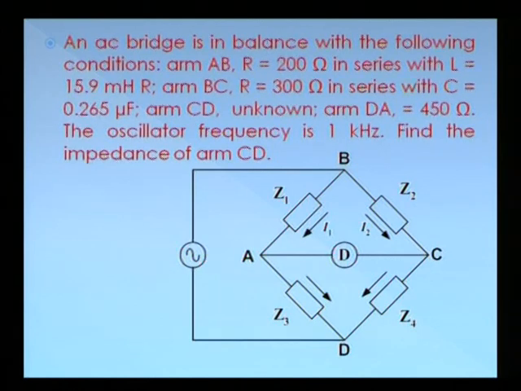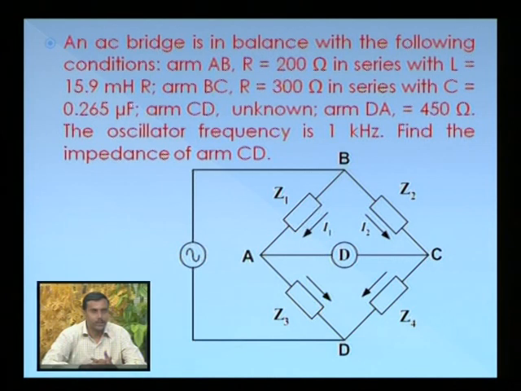AC bridges. In general, an AC bridge is connected like this. An example is given here. An AC bridge is given with a particular condition. Arm AB has a resistance of 200 ohm in series with an inductance of 15.9 millihenry. Arm BC contains a resistance in series with a capacitance C of 0.265 microfarad. Arm CD is unknown, while arm DA contains 450 ohms. The bridge is excited with 1 kHz frequency, and we have to find the impedance of the branch CD.